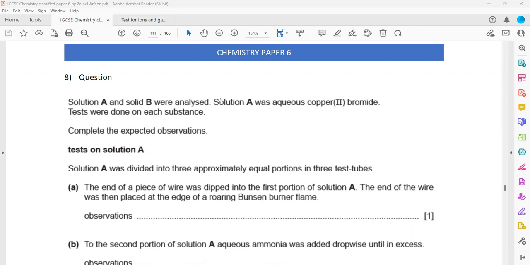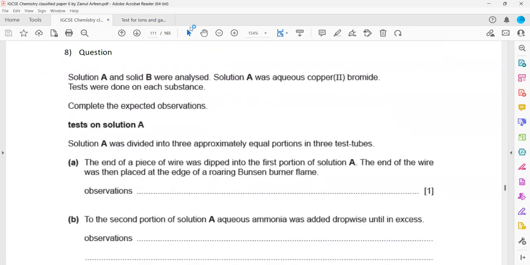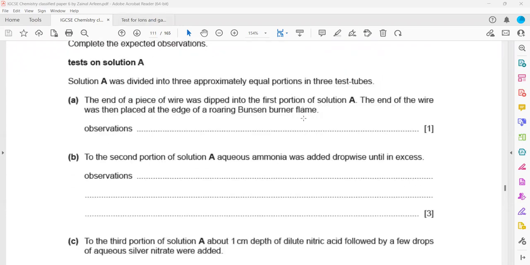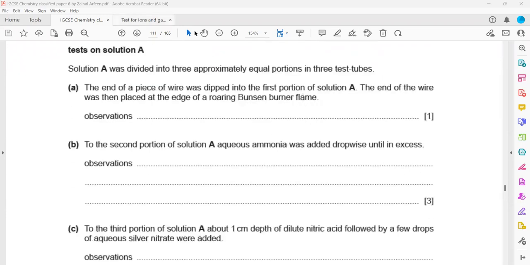Then solution A and B were analyzed. Solution A is copper 2 bromide. So it contained copper 2 ion and it contained bromide ion. Test on solution A is done. Solution A was divided into approximately three equal portions. The end of a piece of wire is dipped in the first portion. The end of the wire was placed at the edge of a roaring Bunsen burner.